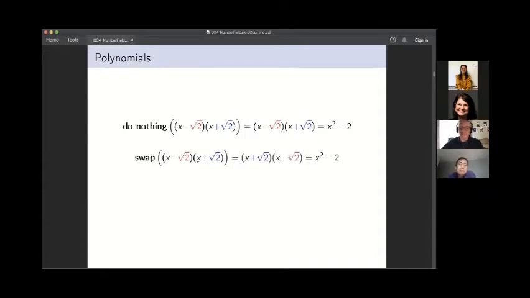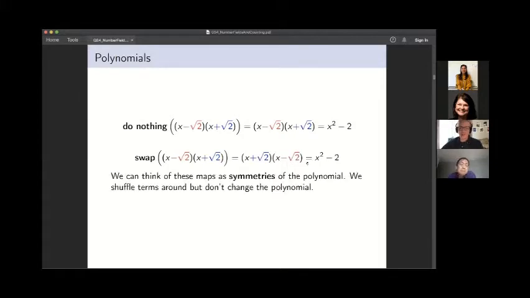Well, the swap map does exactly the opposite. It takes the red root and sends it to the blue root, and it takes the blue root and sends it to the red root. But then if you multiply things back together at the end, you get x squared minus 2, which was the polynomial equation you started with. So we can think of these maps as the symmetries of the polynomial. You can shuffle the individual terms around, but when you multiply all those terms back together at the end, you still get the equation that you started with, in this case, x squared minus 2.